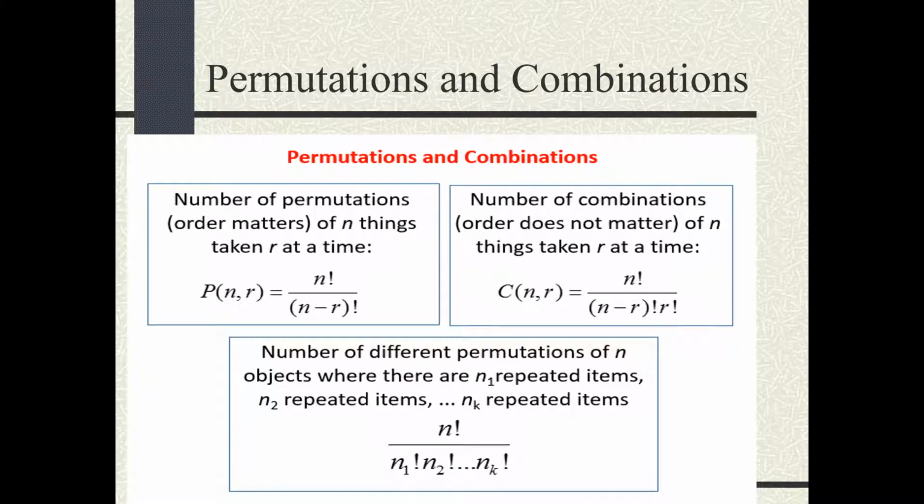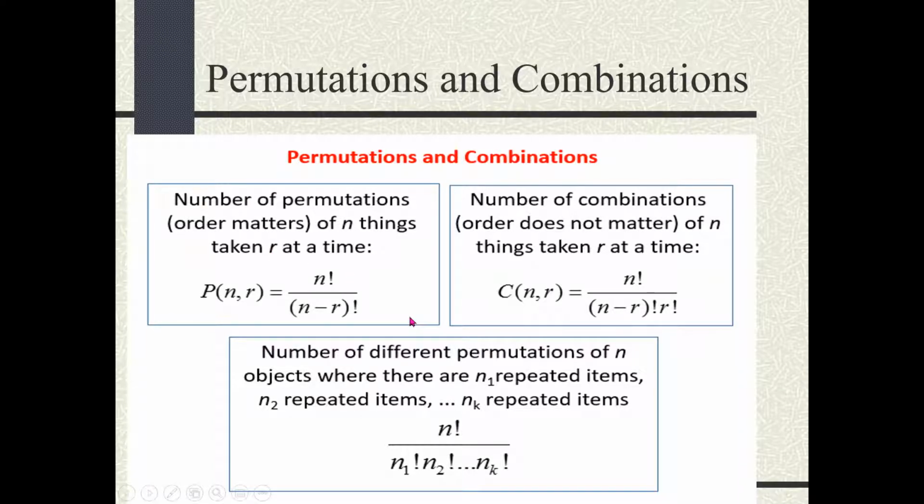Okay, next let's have another concept, permutation and combination. Permutation is an arrangement of r things taken out of n things, and order matters. As you proceed through the upcoming slides, you will understand better with the help of examples.